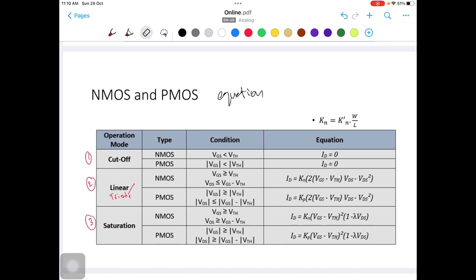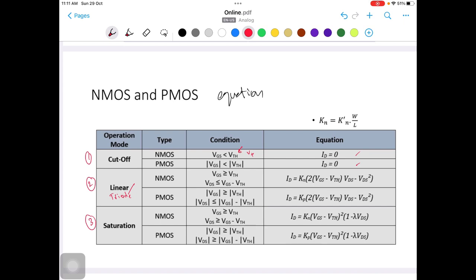As we know, for NMOS, the condition for cutoff is VGS is lower than the threshold voltage. Like I said, the threshold voltage can be written as VTH or VT. In this condition, ID will be zero. The same goes for PMOS: if VGS is less than VTH, it will be zero. So nothing to do with the equation for ID, it's directly zero. But for linear and saturation mode, there will be a drain current.